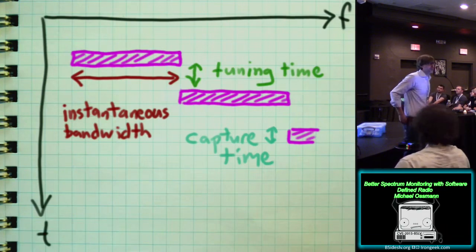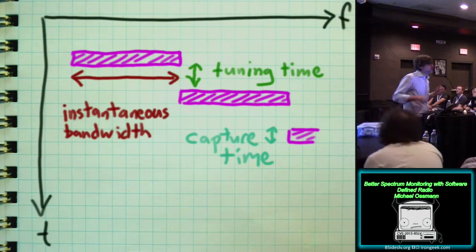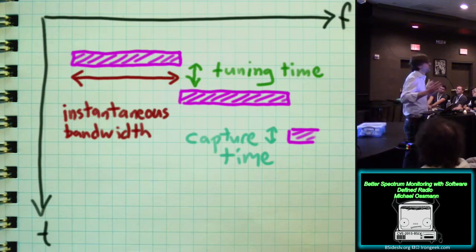Now, one of the things I've been looking at lately is, I know that I can choose any capture time that I want, and I know that I can choose any instantaneous bandwidth I want, up to the limit of the hardware platform. But what about the tuning time? Can I improve the tuning time? For the most part, that's kind of a fixed thing. Like if you're using a Realtek dongle, you can't change that a whole lot.